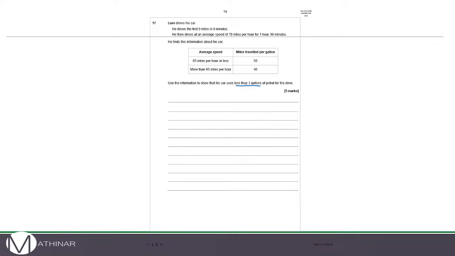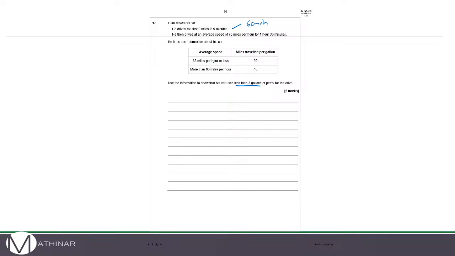Right, so if he drives 9 miles in 9 minutes, now some of you may know this, but if you travel 9 miles in 9 minutes, you're traveling 1 mile in 1 minute, which means in 60 minutes you'll travel 60 miles. So this first bit is going at 60 miles per hour. He then drives at an average of 70 miles per hour. Alright, so miles traveled. So let's figure this out.